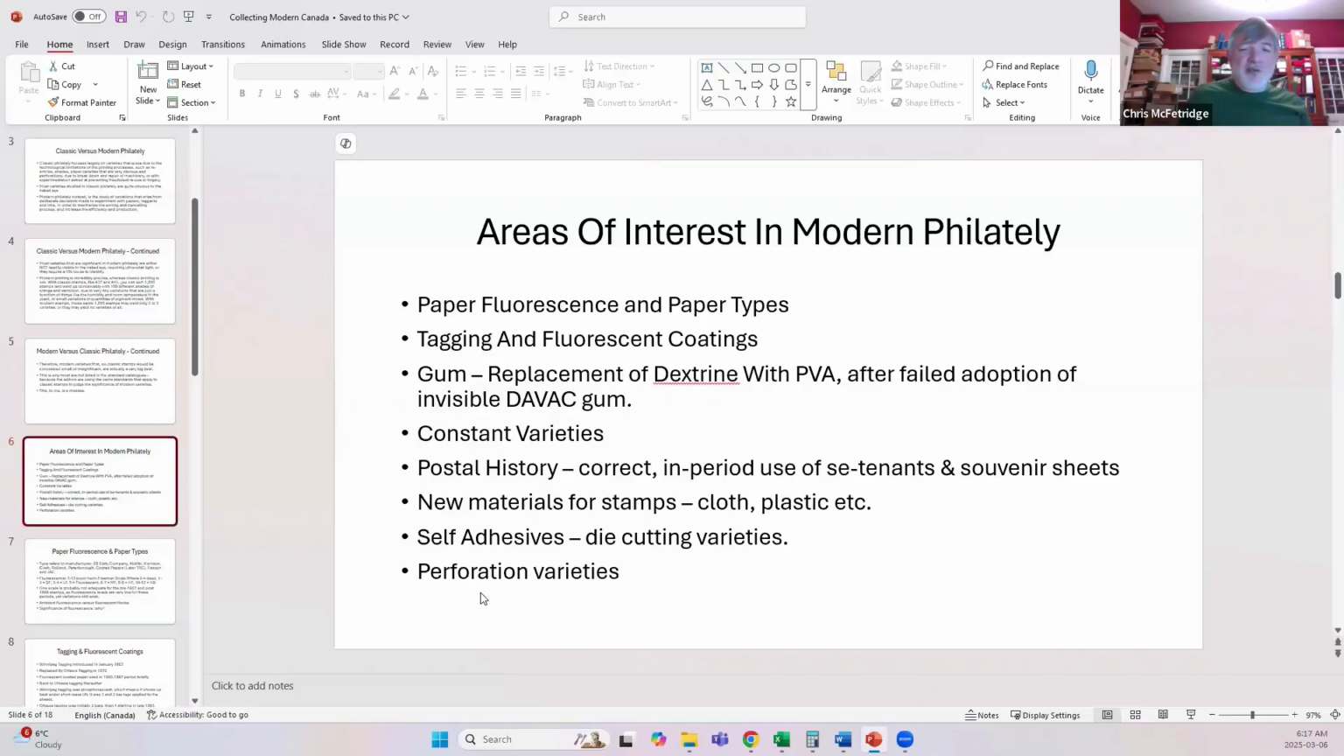Perforation varieties on modern stamps. For Canada, there's a whole period starting in about the 1980s where the post office releases unannounced perforation changes. Many of them got used up before anybody realized what they were, and now they're some of the rarest stamps in modern Canada.